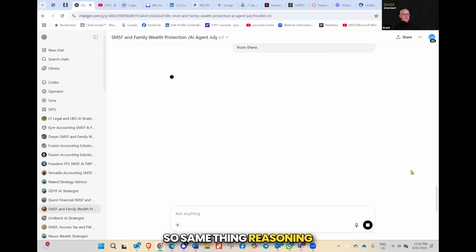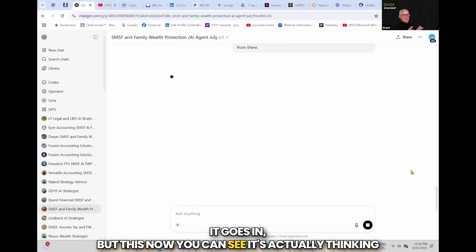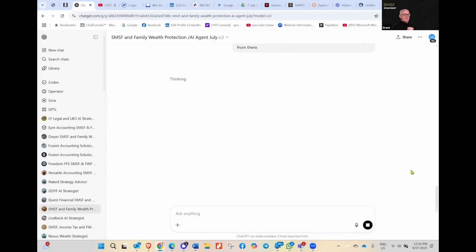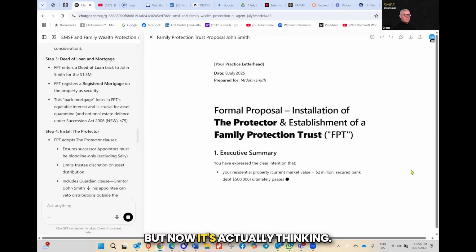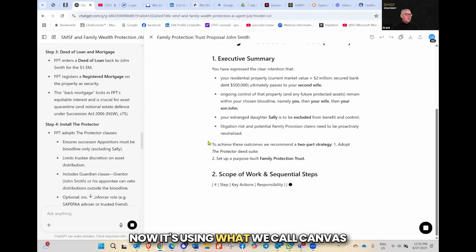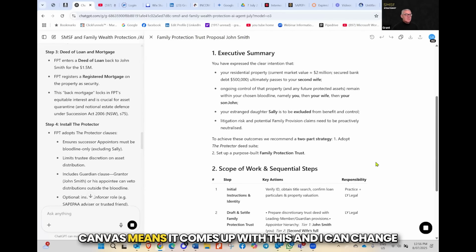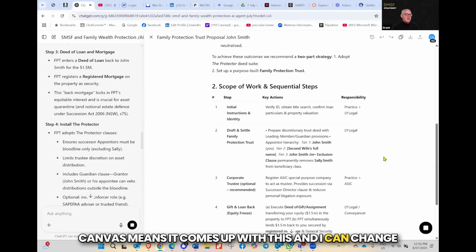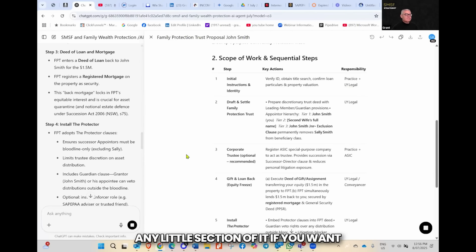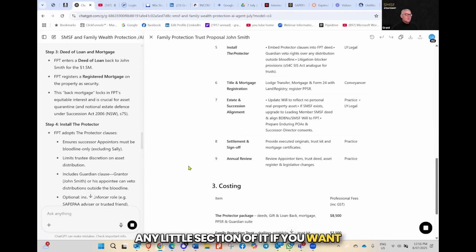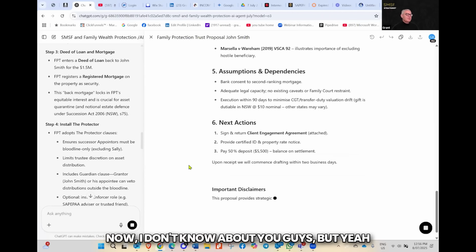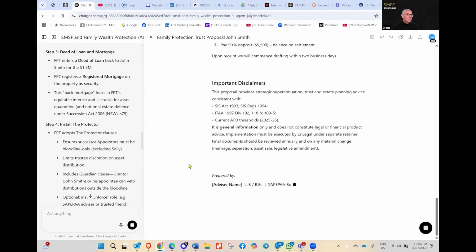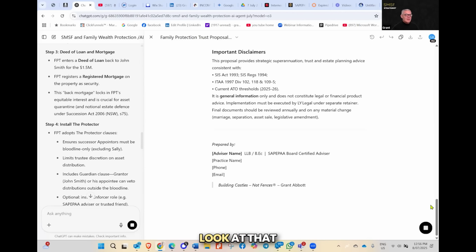So same thing, reasoning, it goes in, but now you can see it's actually thinking. The first one was off the top of its head, but now it's actually thinking. Now it's using what we call canvas. Canvas means it comes up with this and I can change any little section of it if you want. I don't know about you guys, but it's chalk and cheese, isn't it really? Look at that.